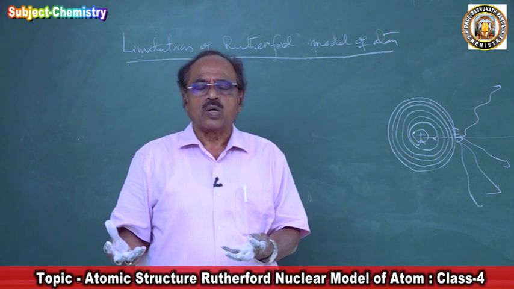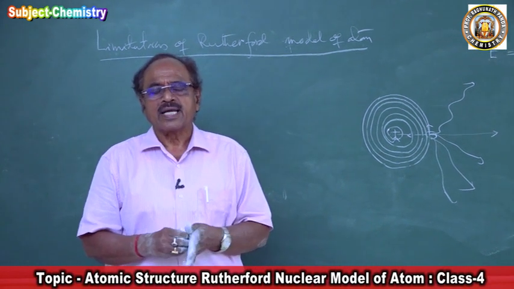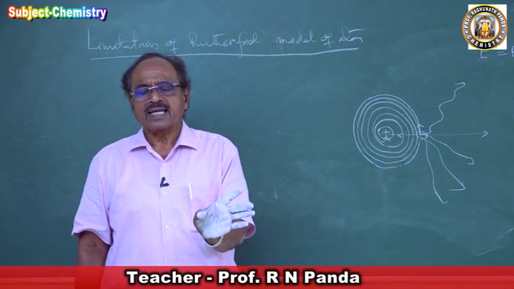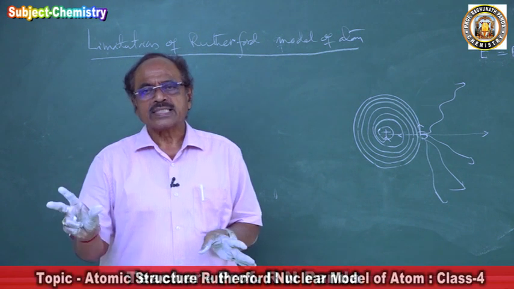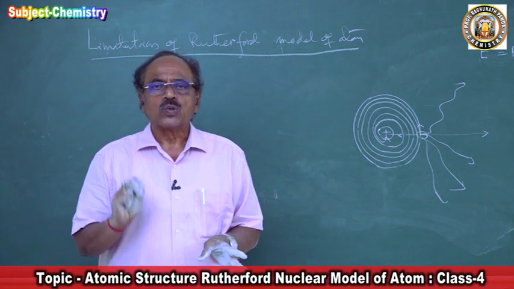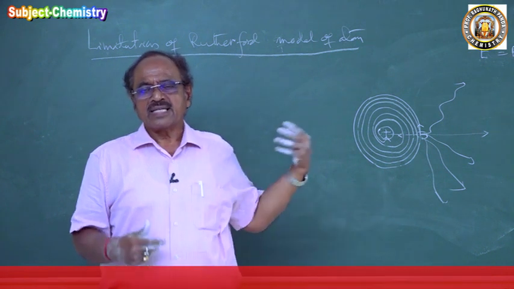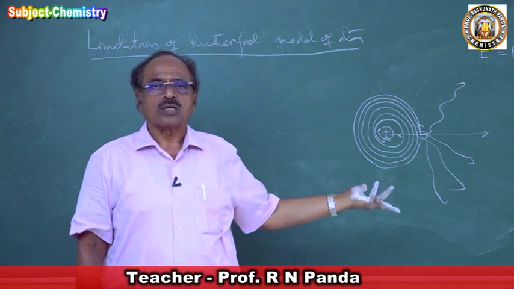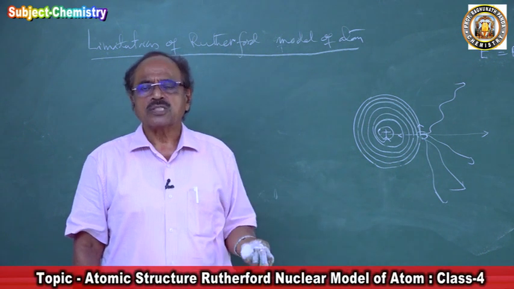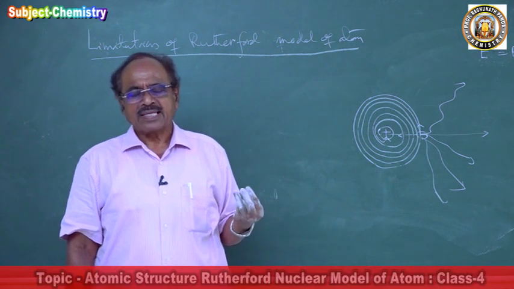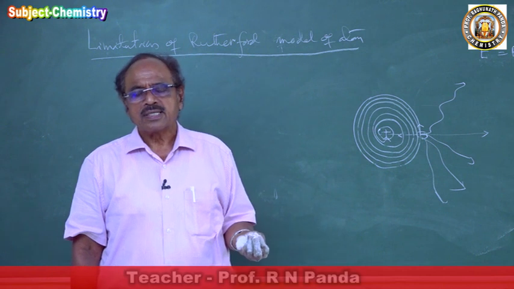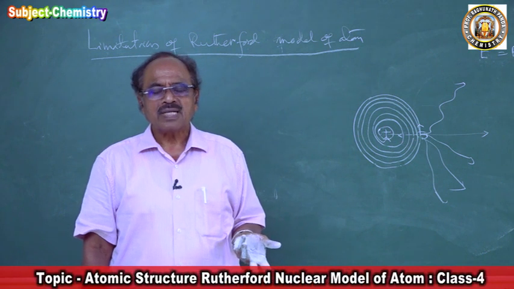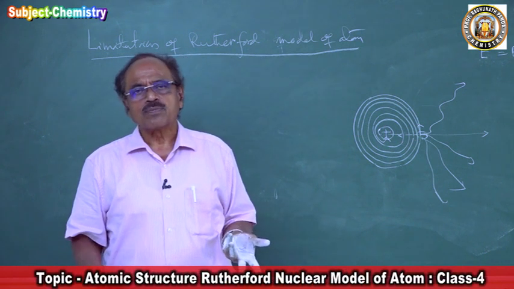Taking this into account, the theory of electromagnetic radiation and Planck's quantum theory, in the year 1913, after 2 years, since in 1911 this objection was raised, Niels Bohr, a Danish scientist, revised the Rutherford model of atom. He modified the Rutherford model of atom, which is called the Bohr model of atom. So taking into account Planck's quantum theory and the theory of electromagnetic radiation, the Rutherford model of atom was revised by Niels Bohr, a Danish scientist, called the Bohr model of atom.